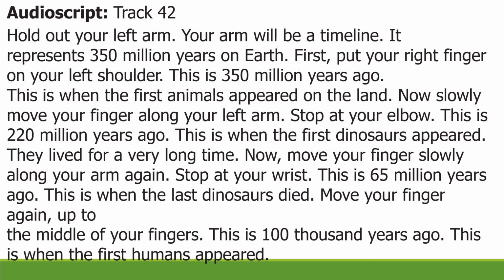When did human beings appear on Earth? When you got to the middle of your fingers, that's when human beings first appeared, and that's 1,000 years ago. So dinosaurs lived long before humans. Okay?